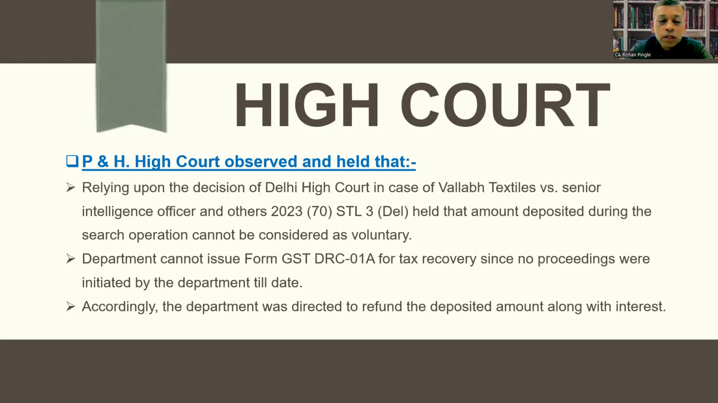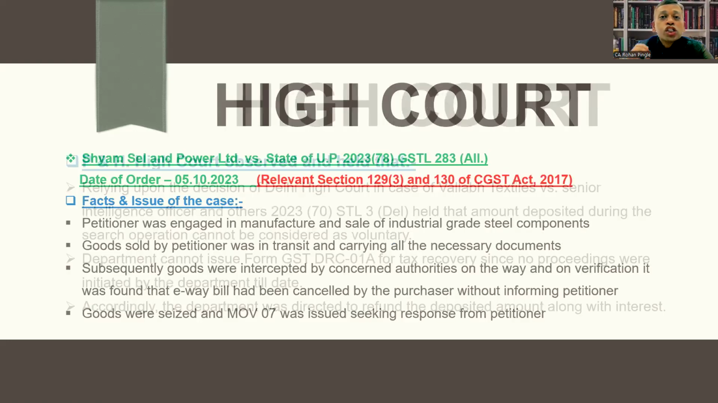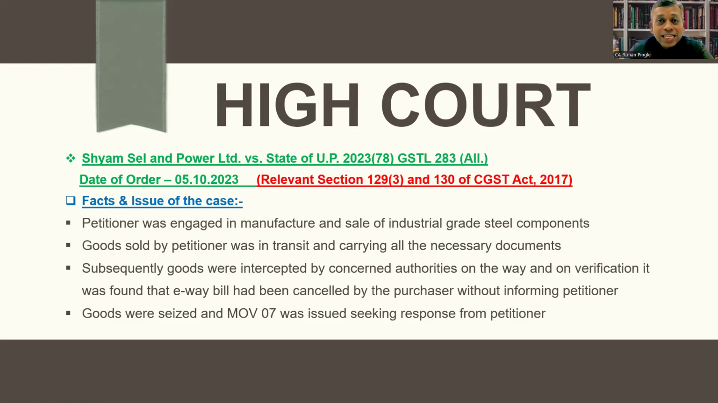Let's move on to next. Sham Steel and Power Limited versus State of UP, 2023 78 GSTL 283, Allahabad High Court. Date of order 5th October 2023. Relevant sections: Section 129 subsection 3 and Section 130 of CGST Act 2017. Let's understand facts and issue of the case.